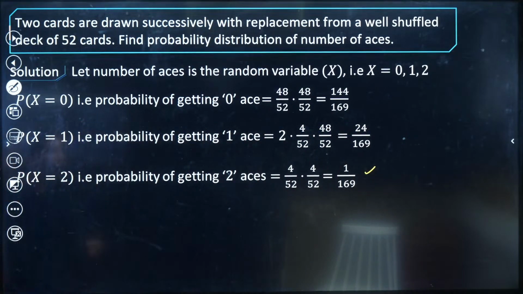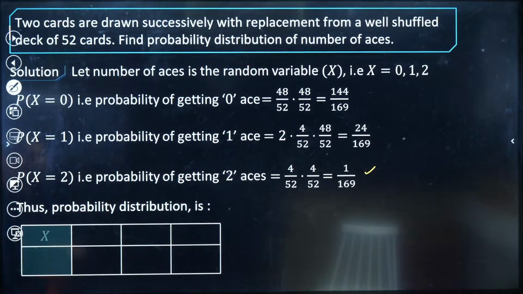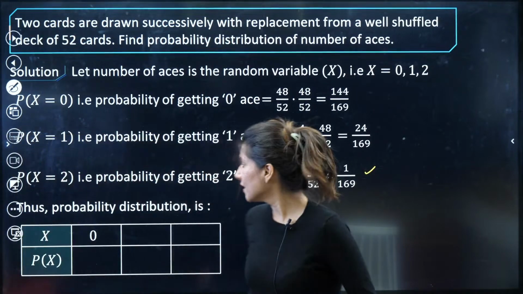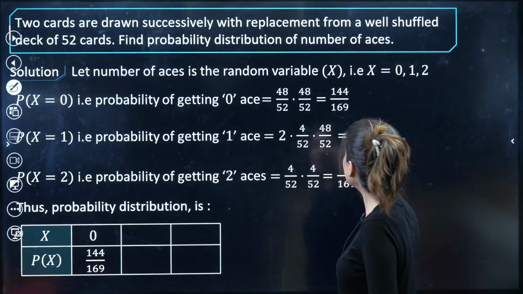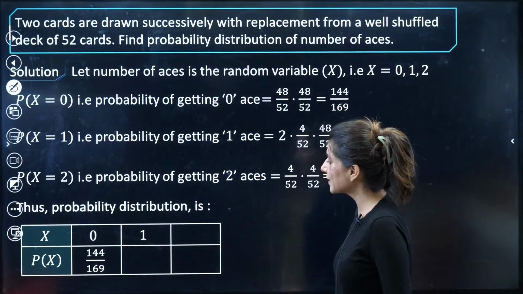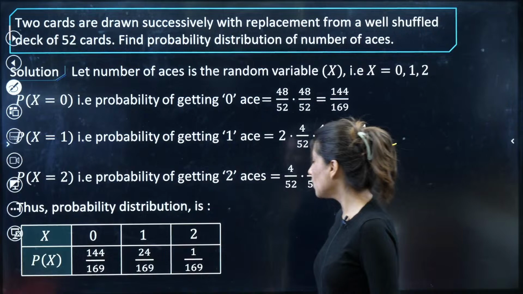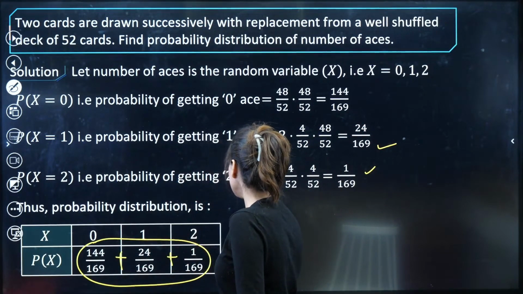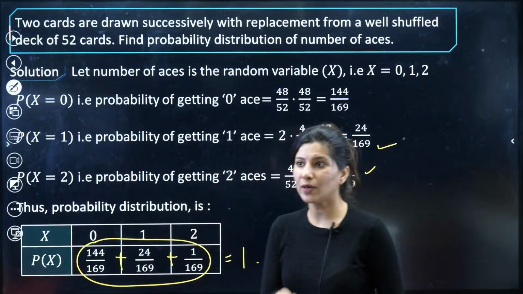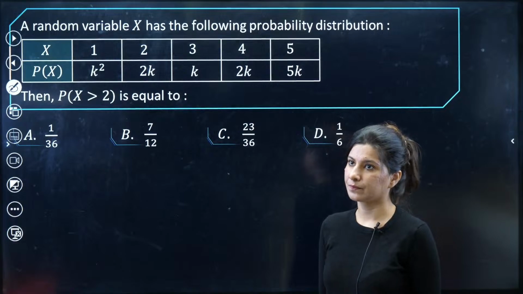Clear? Now you have to just form a probability distribution table. Random variable x, probability of x. When we have 0 aces, 144 by 169; 24 by 169 for x equals 1; 1 by 169 for x equals 2. The moment you add these 3 quantities, what you get is 1. Always you should get 1. If you're not getting 1, that means something is wrong.